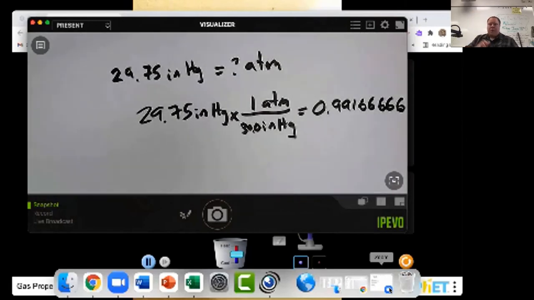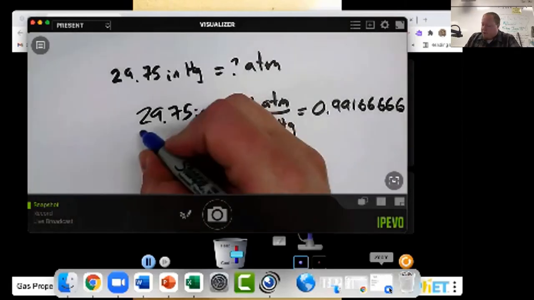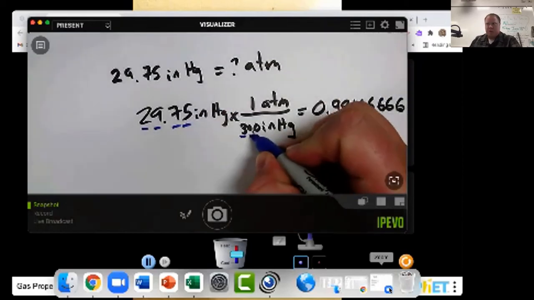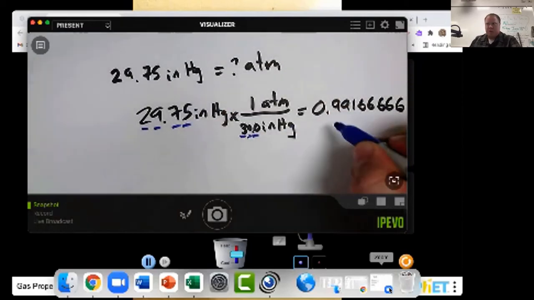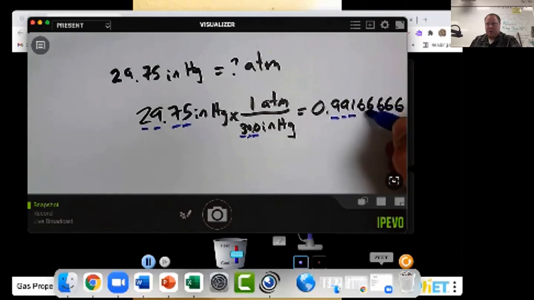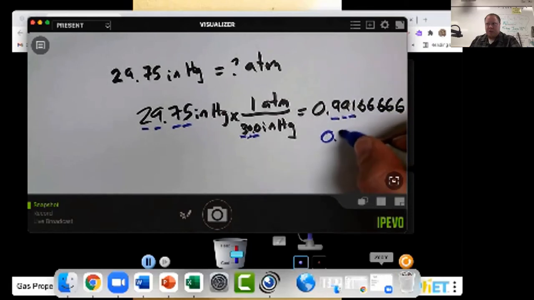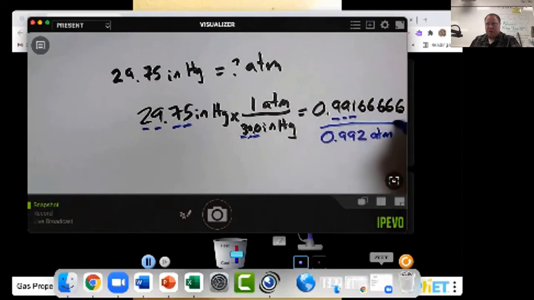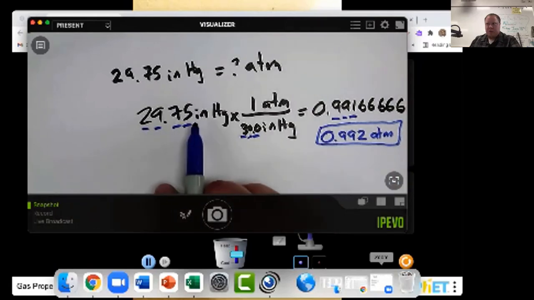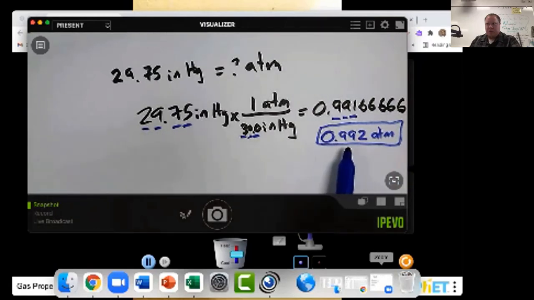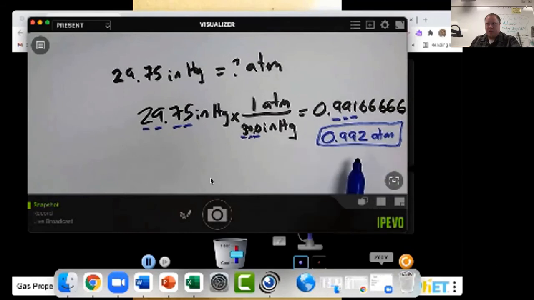So I'm going to round that answer for sig figs. This one's got 1, 2, 3, and 4, but this one's only got 3. So I'm going to round it to 3. 1, 2, and 3. The next one's a 6, so it rounds up. It's going to be 0.992 atmospheres. So 29.75 inches of mercury is 0.992 atmospheres. It's actually slightly lower than normal today, according to that problem. Questions on that?